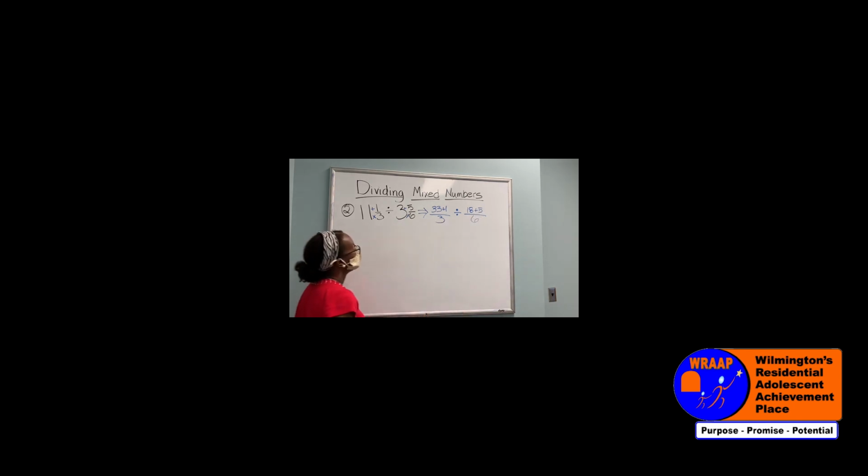All right, now let's come down here and rewrite this problem out as improper fractions. 33 plus 1 is 34. And we keep the denominator the same. Just rewriting the problem as improper fractions. And next, 18 plus 5 is how much? Give you a second. It is 23. And then we keep the denominator the same.